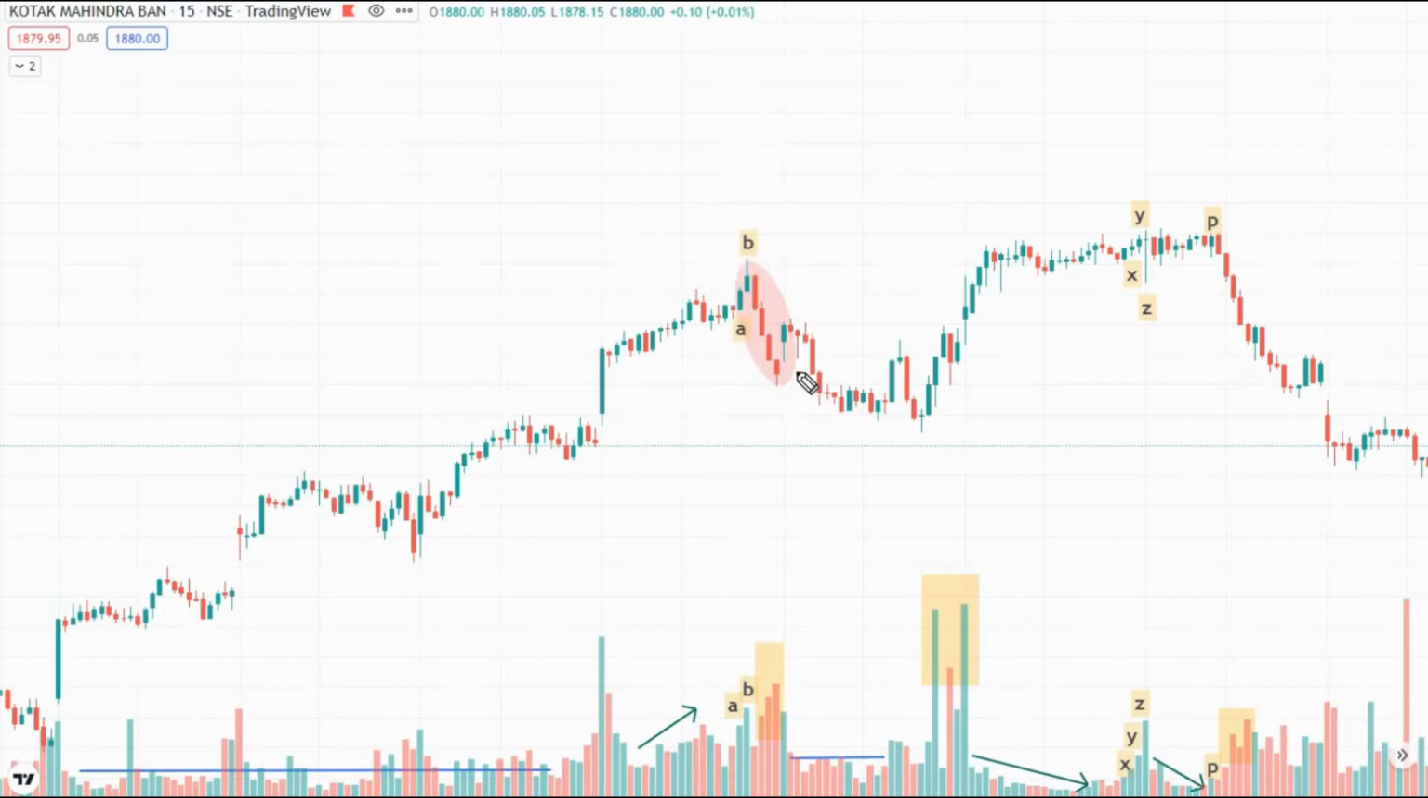Then what happened? Then again these sellers were very strong. Next day market opened gap up. Again sellers pushed the prices towards the downside, but now the volume was lower. Okay, now what happened?